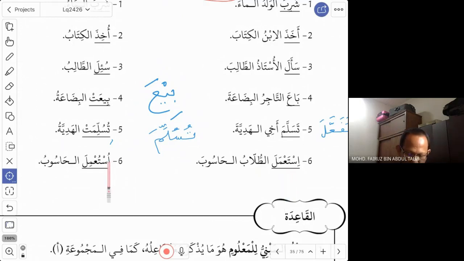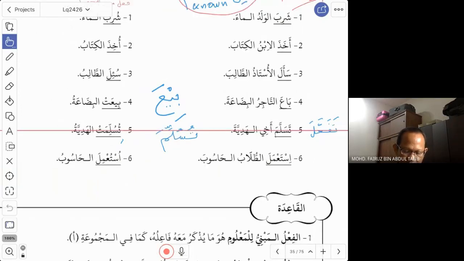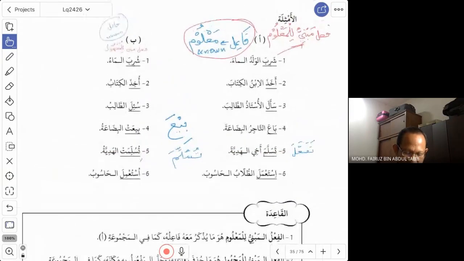You look at the word, it becomes ustu'mila. Ista'mala, ustu'mila. You don't change anything. The fi'il remains the same. You only change the harakat, the vowel points. You only change this, whether a or e or u. So now it becomes ustu'mila, and the meaning is was used. The hasub, the computer, was used. Okay, so these are some examples of fi'il madhi mabni lil ma'lum and fi'il madhi mabni lil majhul.